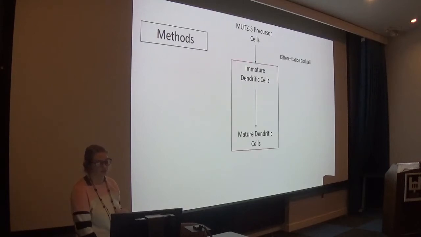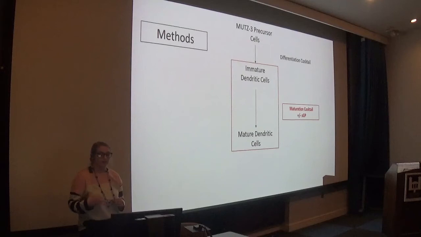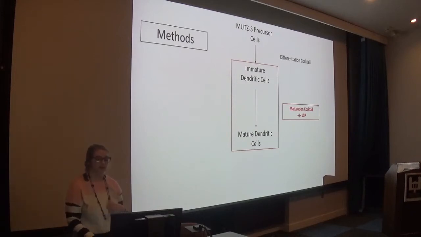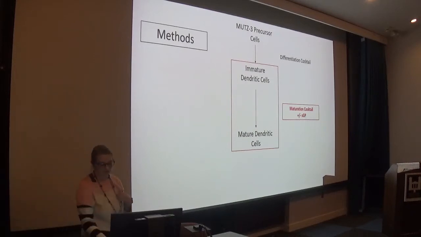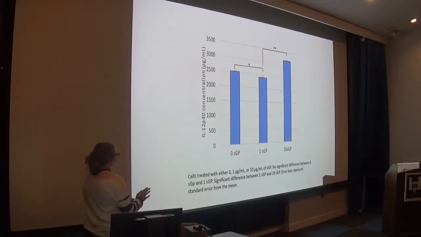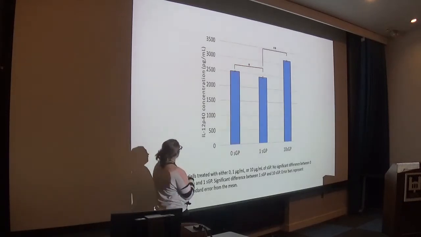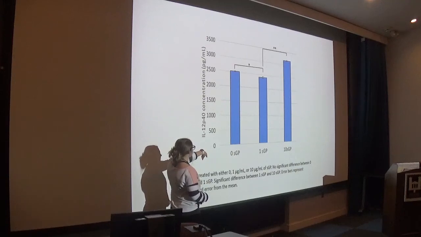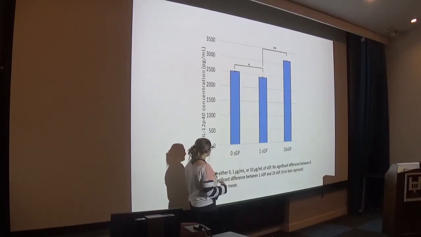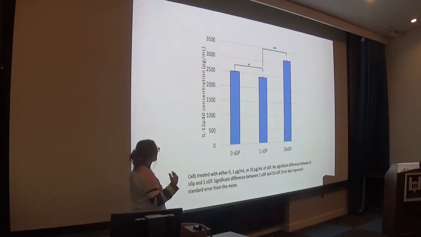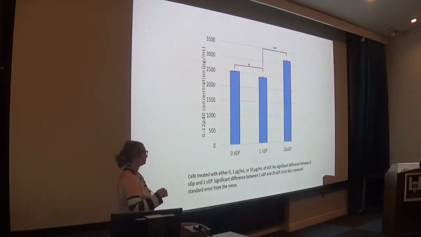And to do that, we added a maturation cocktail and then added or didn't add sGP to them. And so the first thing we looked at was what would happen if we added sGP before we matured these dendritic cells with TNF. And this is what we saw. So again, we had the IL-12 concentration, and then we started with just the mature dendritic cells, so we didn't add any sGP, and then we started adding sGP little by little.